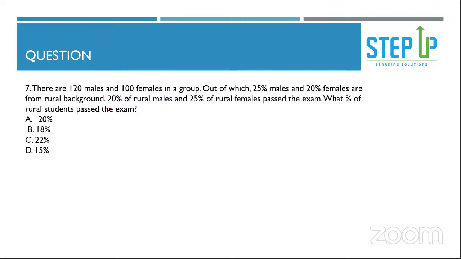Okay. Aditya, did you get the answer? Eric, Sabyasachi. How many males? 120 males. How many percent? 22%. Right, Eric, that's correct. 120 males and how many females? 100 females.